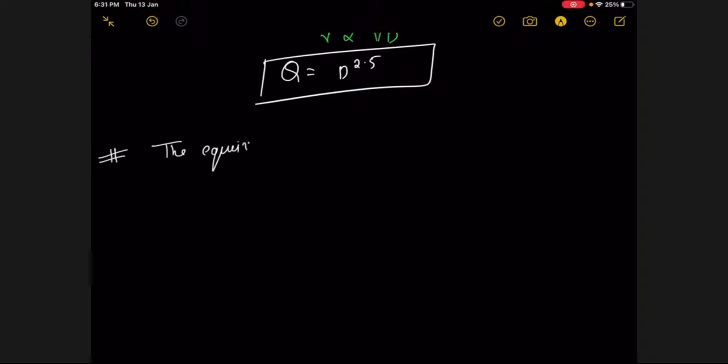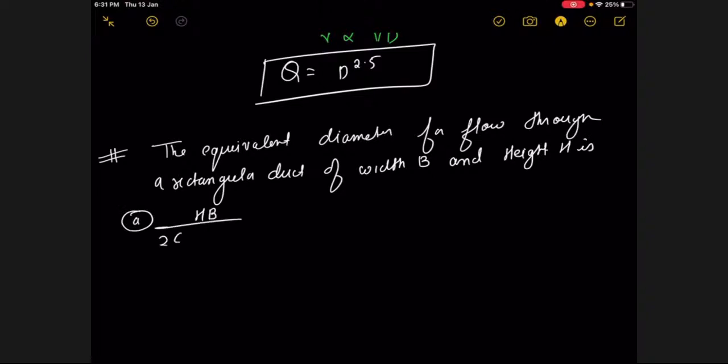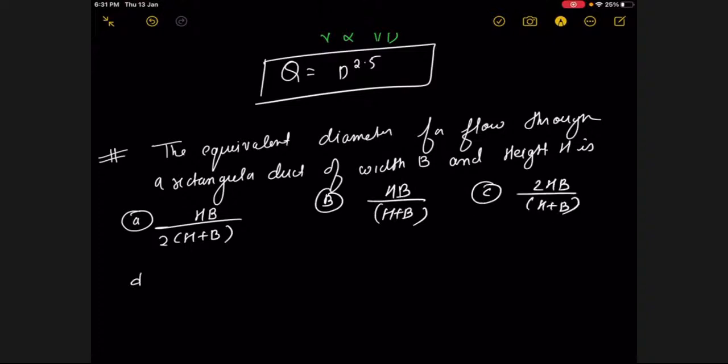The equivalent diameter for flow through a rectangular duct of width b and height h is: option A, hb upon twice h plus b; B, hb upon h plus b; C, twice hb upon h plus b; D, 4hb upon h plus b.